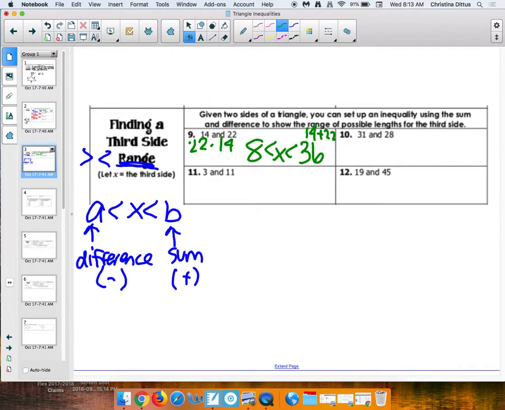Okay? Let's try another one. 31 and 28, first thing we're going to do is subtract them. So 31 minus 28, what's my low number? 3. And then if I add them, 28 plus 31, what's my high number? 59. So X can be anywhere in between these two numbers in order to make a triangle. That's all we do.